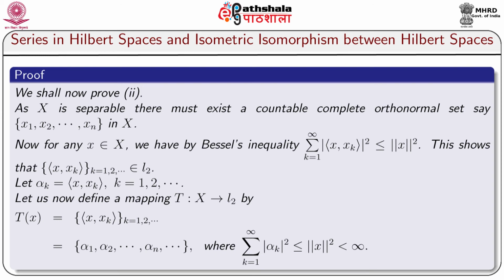Let us now define a map T from X to small l2 by Tx equal to the sequence of inner products x comma xk, where k equal to 1, 2 and so on, which is equal to the collection of all elements alpha 1, alpha 2, ..., alpha n, ..., where sigma k equal to 1 to infinity modulus of alpha k squared is less than or equal to norm x squared, which is finite.